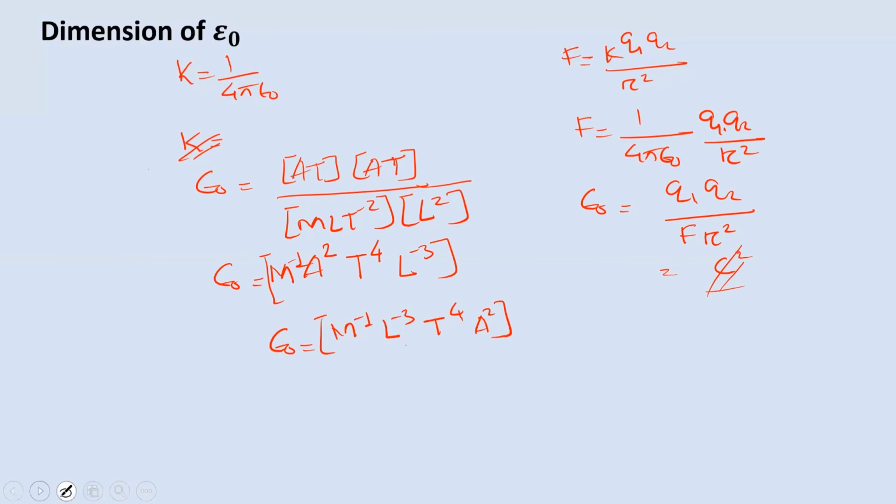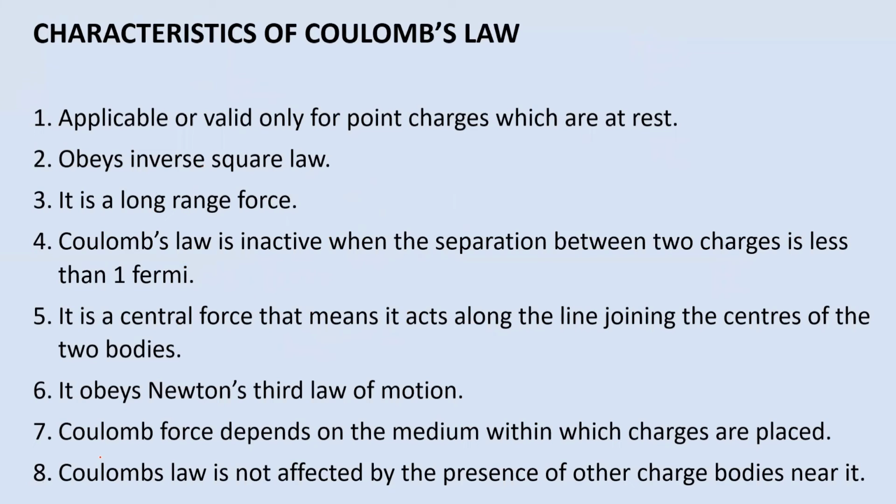All right. Next, let's see the characteristics of Coulomb's law. What are the characteristics of Coulomb's law? The first characteristic is that it is valid only for point charges which are at rest. If you have point charges and they are at rest, then you will apply Coulomb's law. Second, it obeys the inverse square law, because it is inversely proportional to the square of the distance.